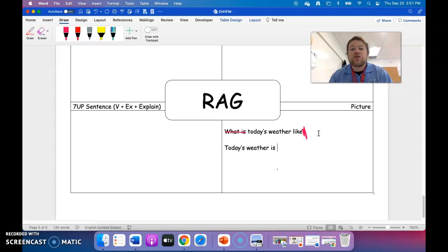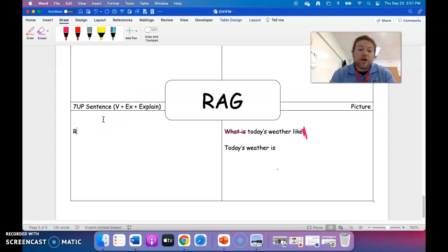Where students are going to struggle is the 7-up sentence. I gave you this 7-up sentence sheet yesterday. This would be a great sheet to have out in front of you, okay? We've got a little formula. The first thing that your 7-up sentence must have in it is the vocabulary term. Somewhere in this sentence, it's got to have rag. It has to be one of your words, and there has to be 7 more.